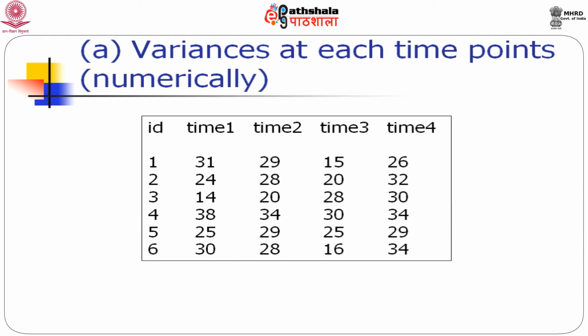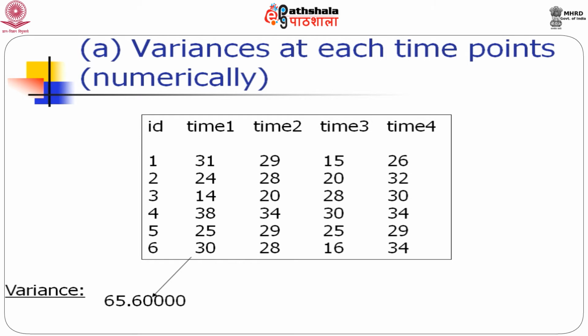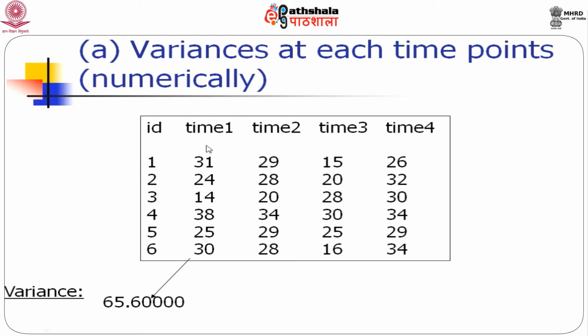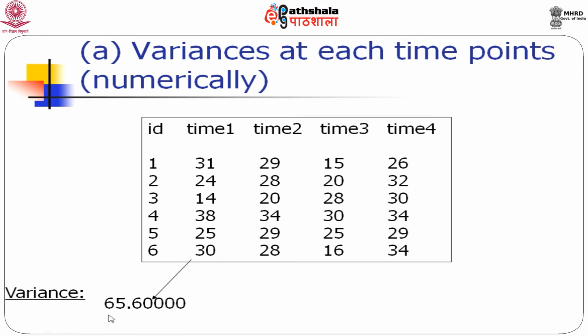So you can look back to that previous slide in the first session, where we considered this kind of data for 6 individuals. We have different time points, the observations, and then you can compute the variance within a fixed time point. So for time 1, if you compute that, the variance comes out to be 65.6. For time point 2, the variance is this, and for all these time points, the variance can be considered.